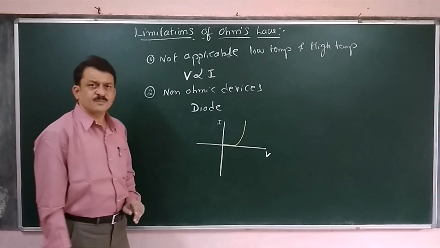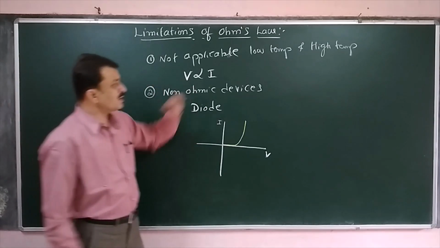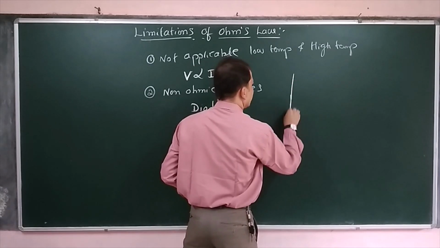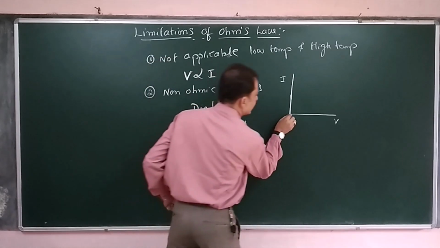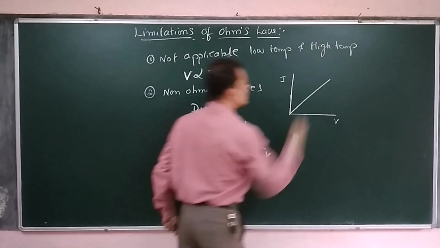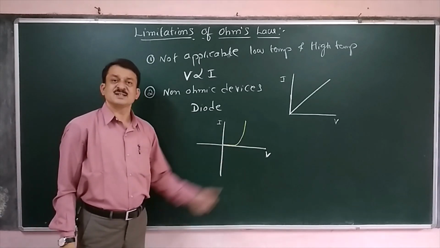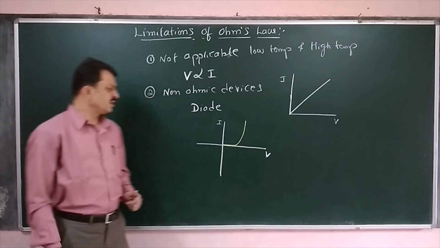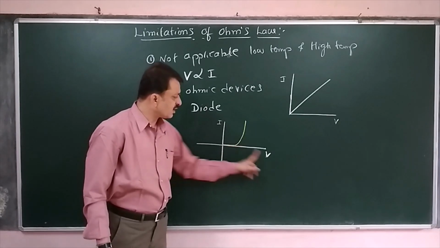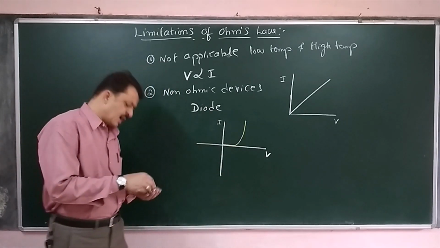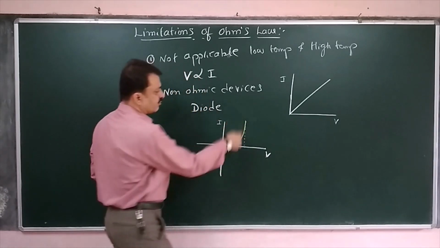Now look here in the graph, voltage and current are not linear. In the case of an ohmic device, voltage and current are linear. If this is the voltage and this is the current, then it is simply a straight line. But in the case of a non-ohmic device, the IV characteristic is not at all linear. Here we can find the same value of current for a longer range of voltage, or the same value of voltage for a longer range of current.